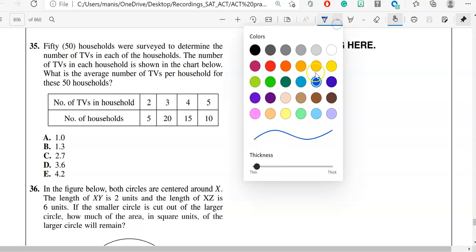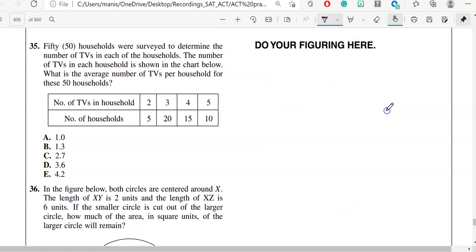Number 35. Fifty households were surveyed to determine the number of TVs in each household. The number of TVs in each household is shown in the chart below. What is the average? So this is the keyword over here, average. Average means mean. This means you add all the numbers and divide by how many they are. Average number of TVs per household for these 50 households.